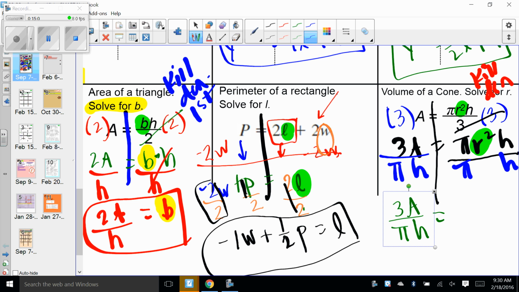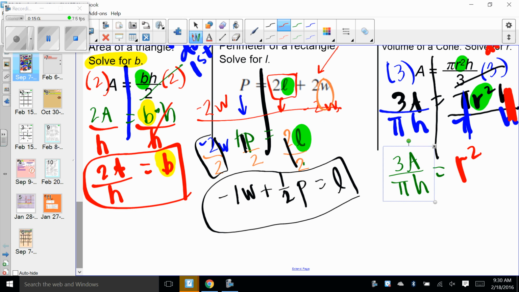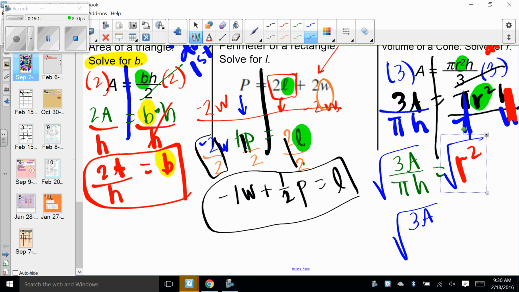On the right-hand side, that turns to a 1. That turns to 1, leaving me with an r squared. My job is to get the r variable totally alone. It is not alone. There's a power of 2 stuck on it. To get rid of this power of 2, I take square root, copy, paste. So I have the square root of 3a over pi h equals, those cancel, the variable is r. So my answer is r equals the square root of 3a divided by pi h.